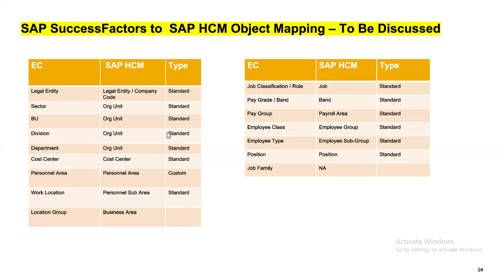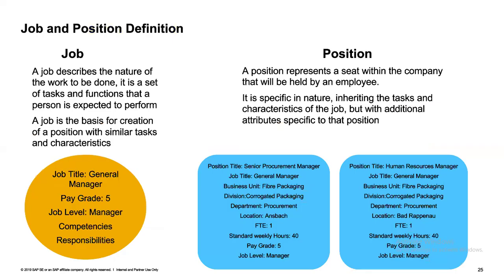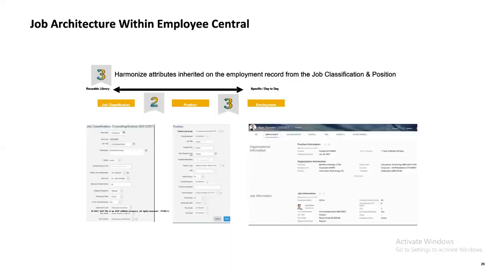Okay, now we have job and position. So basically, job describes the nature of the work to be done. For example, I am a consultant. I need to work on SuccessFactors, I need to do the implementation. But what is position? My position is consultant, senior consultant, or maybe a lead consultant. That is my position on which I am sitting here. But my job is to do the SuccessFactors implementation. So this is the basic difference between them.